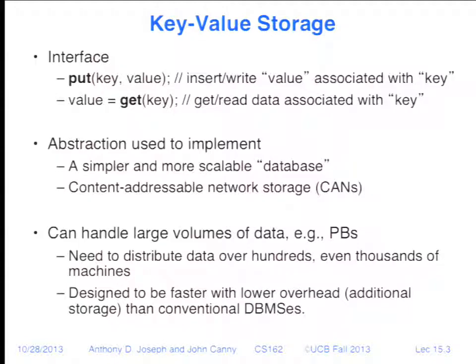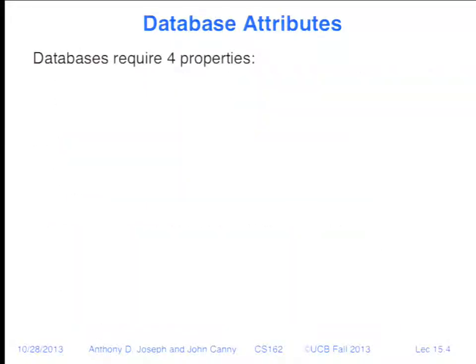And they're designed to be faster with lower overhead. For instance, there are different types of overhead in traditional relational databases. One of them is just the indexes, which are often an order of magnitude bigger than the data itself. But we'll see some of the other types of overhead that key-value stores try to minimize.